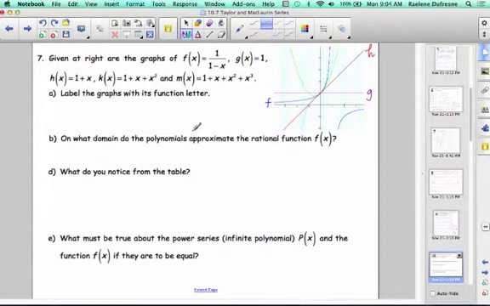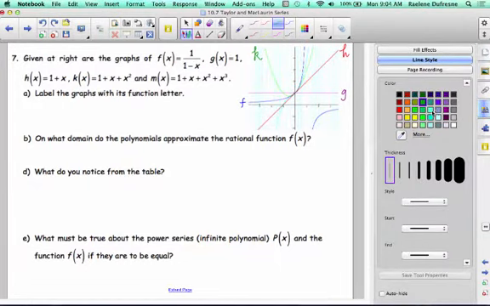k of x is the quadratic function, concave up with no x-intercepts. And m of x is the cubic polynomial, which is in turquoise. And so there is the function m.